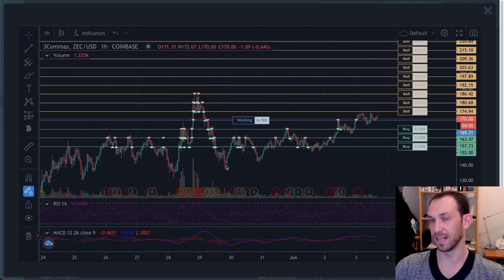It's buying and selling Zcash in small increments, taking small bits of profit for me as the price goes up, drops back down, and goes back up again. When the price goes up, it sells. When the price goes back down and passes a previous line, then it buys those coins back.